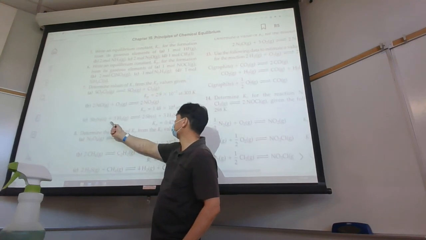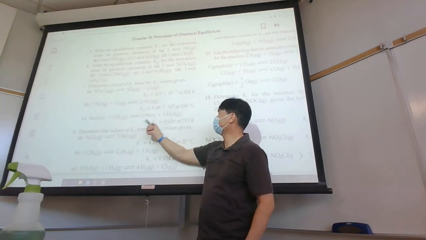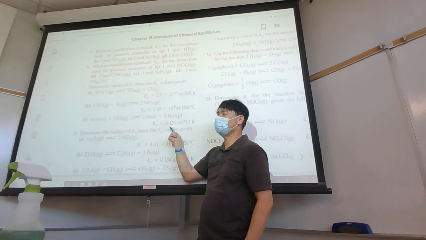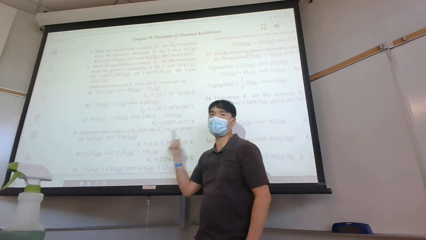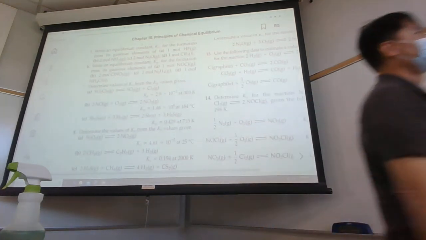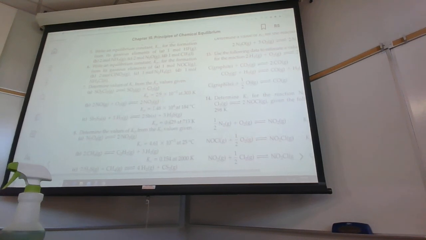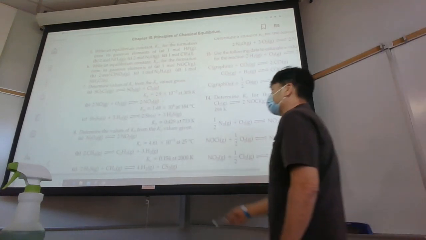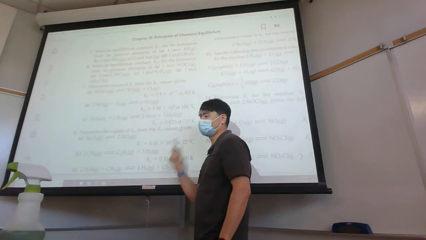So this one's easy, because if delta N of gas is 0, then Kp and Kc are the same. If this is 0, this term goes to 1, and Kp and Kc are the same. And so we don't have to do any calculation for this one. Kc is 0.429.